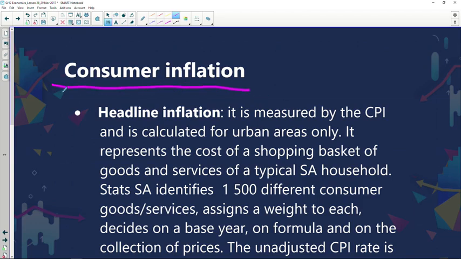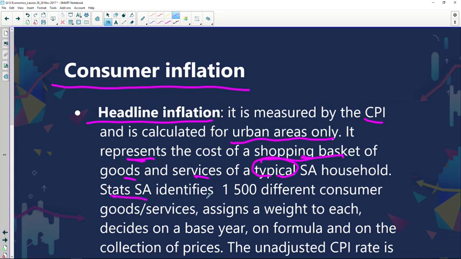Starting with the consumer inflation, we will look at the headline inflation. It is measured by the CPI and is calculated for urban areas only. So the rural communities are excluded when we are looking at headline inflation. It represents the cost of a shopping basket of goods and services of a typical South African household. So you look at a typical South African household, you look at their shopping basket, and therefore you'll be able to calculate what the CPI is of that particular household.